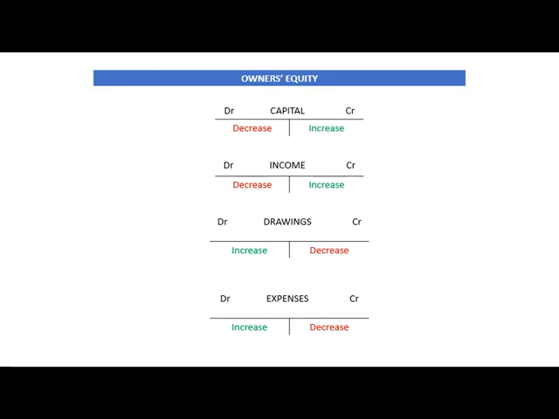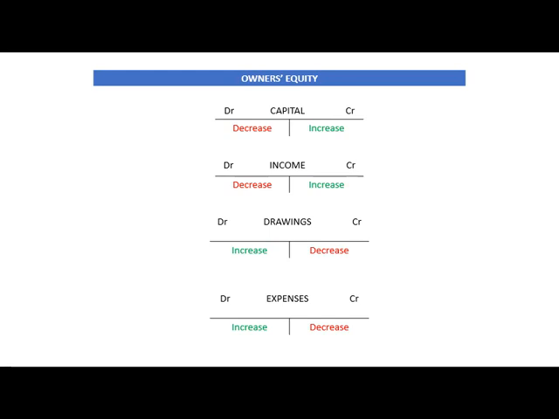Stationery, I don't know if I mentioned stationery. When we buy stationery, we debit stationery because it's an expense. When we buy consumables, we'll debit consumables because it's an expense. When we buy packing materials, we debit packing materials because it's an expense.